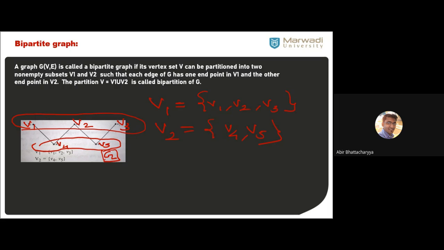V1, V2, V3 is the first partition. We cannot join V1 and V2. We cannot join V2 and V3. We cannot join V1 and V3. It's not possible. Similarly, V4 and V5 is another partition. We cannot join V4 and V5. It's not possible.